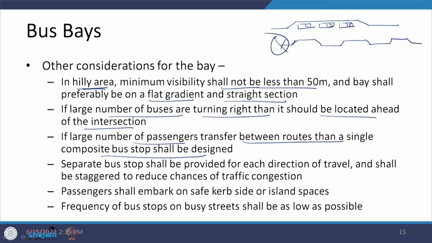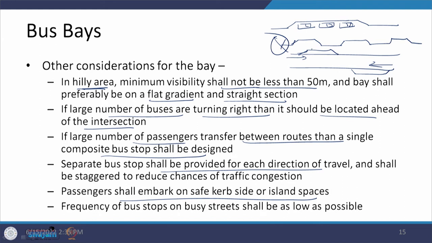Separate bus stops shall be provided for each direction of travel. So, if you have a two-way route, then there is a bay here. Similarly, there can be a bay so as to tackle the movements in two directions. Passengers shall embark on a safe curbside or island space. This means that whatever spaces have been designed here, where the passengers are going to either board or alight, this curbside is raised. We have to raise it because otherwise it will be difficult for the passengers to get in or out of the buses. So that level difference has to be maintained.